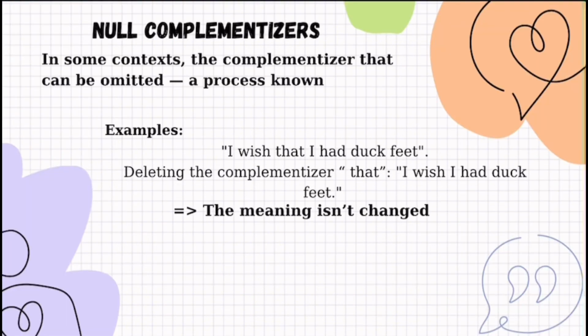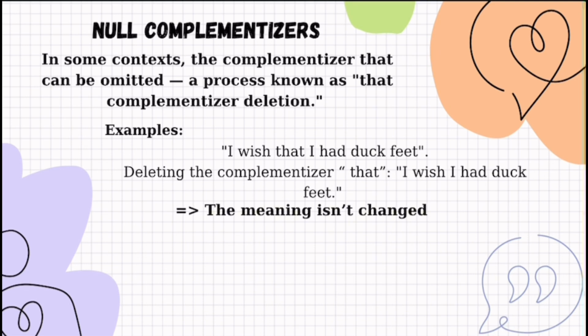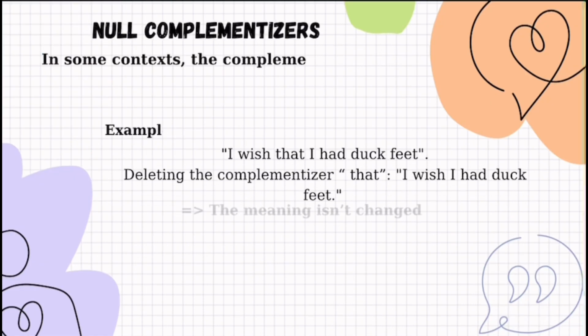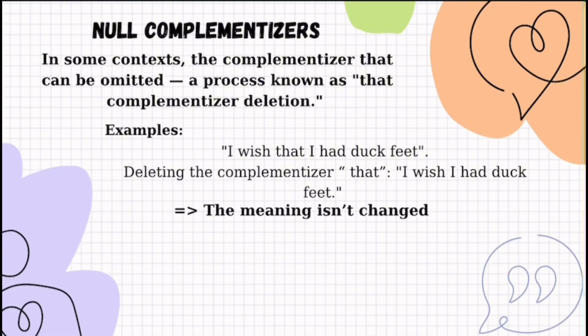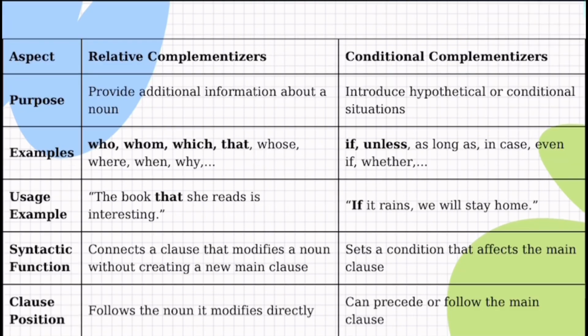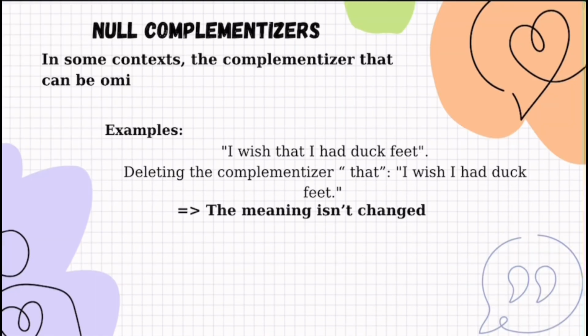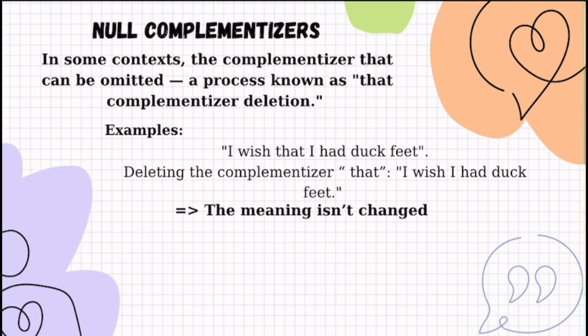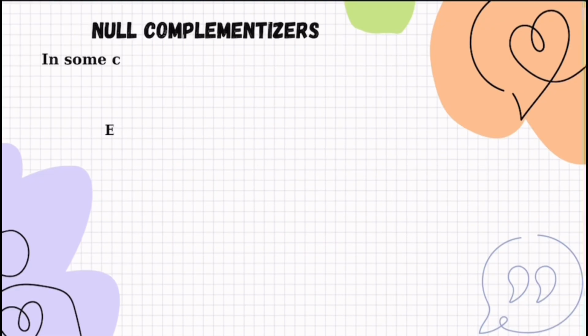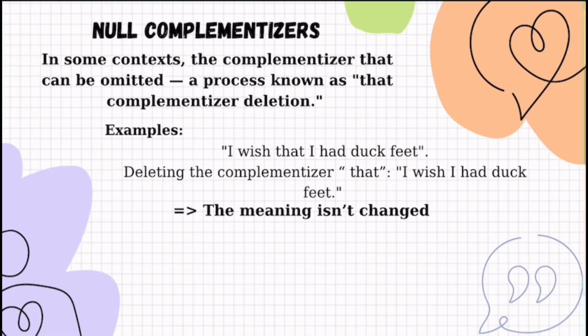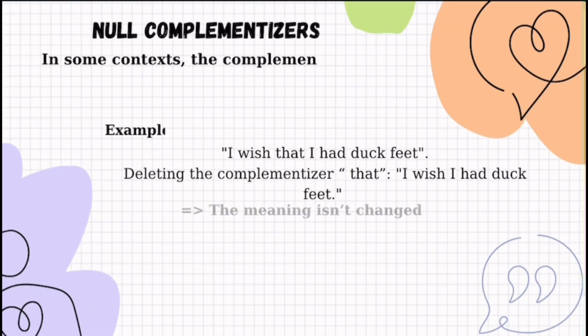Now we move to the new complementizers. In some contexts, the complementizer that can be omitted. You can understand that as complementizer deletion. To make it easy to imagine, we move to the example. Look at the sentence, I wish that I had a dog. And now we delete the complementizer that, and we get I wish I had dog. So you can see the meaning of the sentence is changed. And it is the result of the deletion of the complementizer.